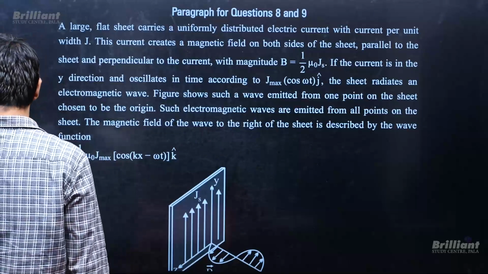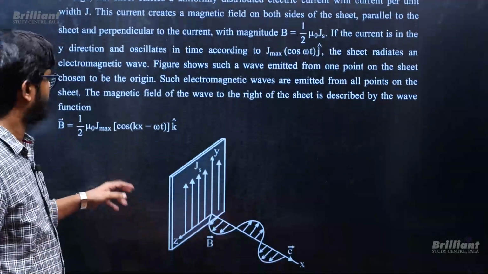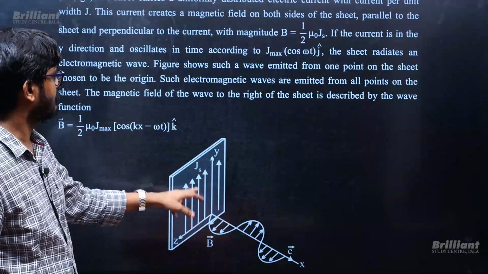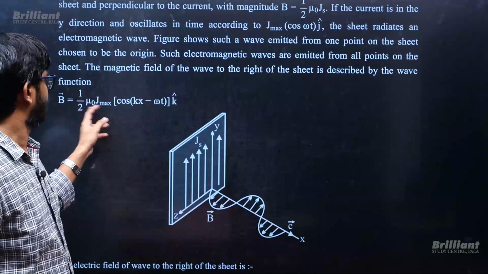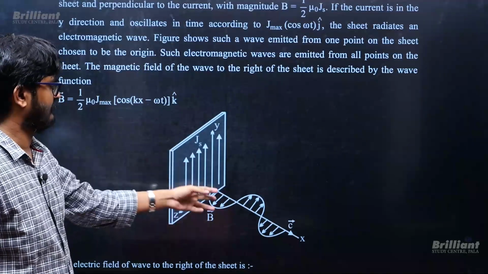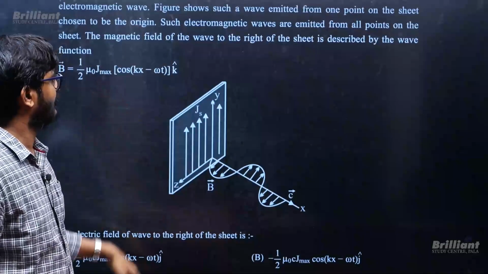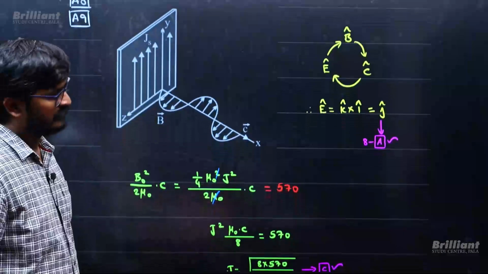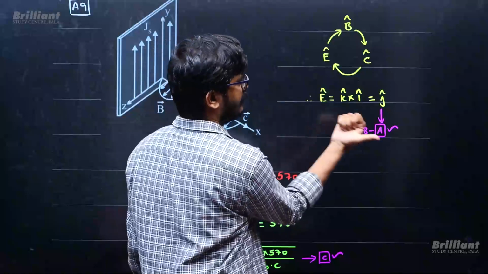The next question: a large flat sheet carries a, okay, anyway, they have given a lot of stuff. So basically, if the current per unit length is given, then you can find the magnetic field due to the sheet. The magnetic field in the wave is varying this way. So if the magnetic field is varying this way, then you need to find what the electric field is and what the intensity is. Now, we know E bar cross B bar is going to be in the direction of wave speed.